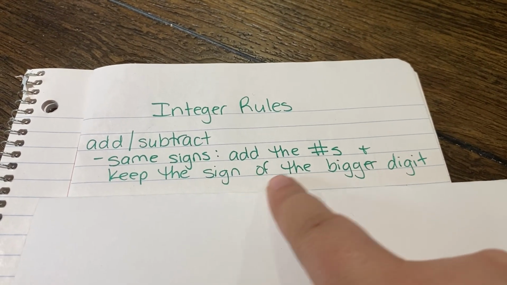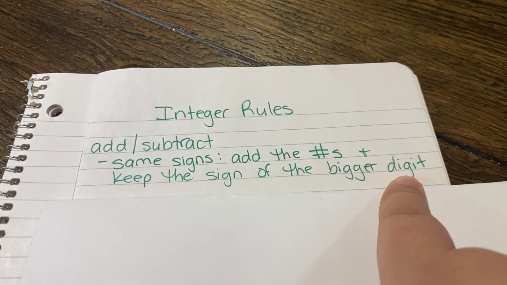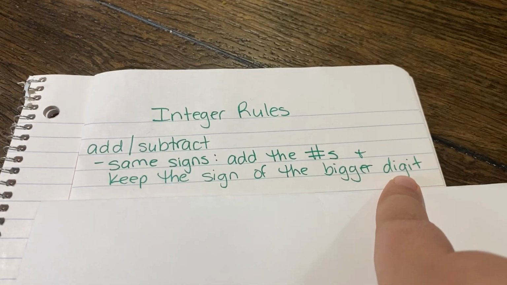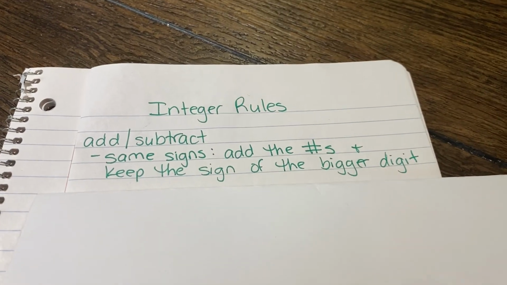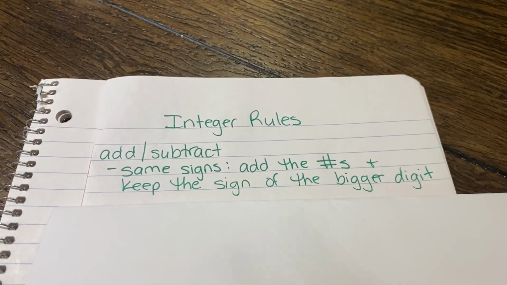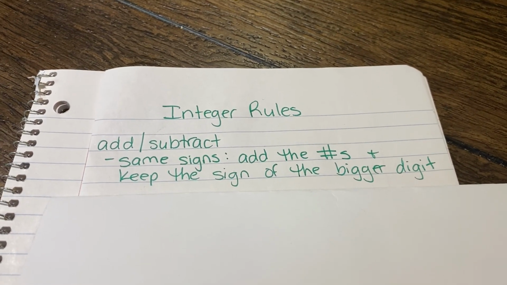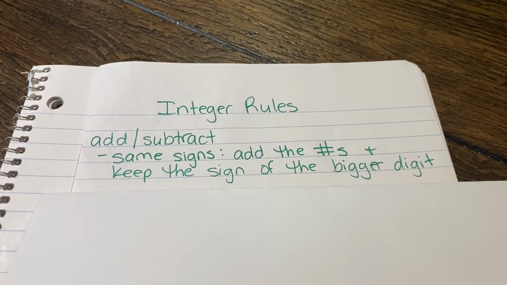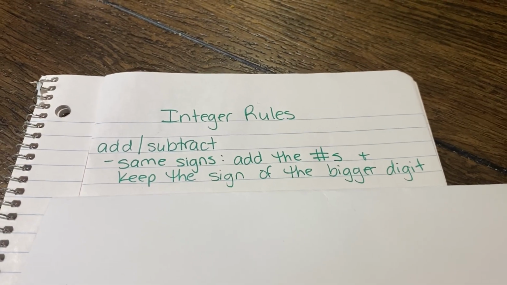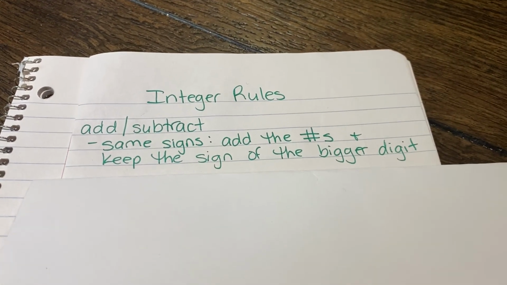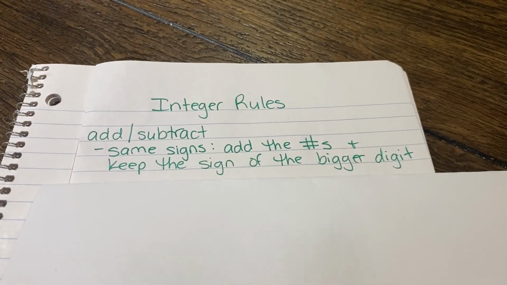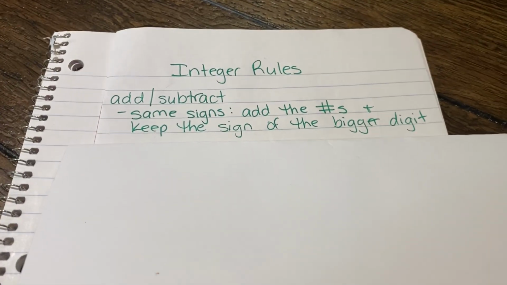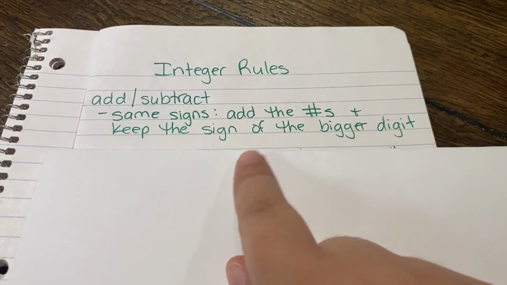And notice I said keep the sign of the bigger digit, not the bigger number, because if you really think about it, a positive is always bigger than a negative. So we don't think of it in those terms. We're going to think of it as the actual digit. What's bigger? What's a good example? -1 or -5. -1 is bigger because it's closer to 0, even though you might say the -5 is bigger, okay? So always look at the digit, not necessarily what the actual number is. That'll make more sense whenever we do an example, okay? So keep this on the bigger digit, and you're going to add the numbers.